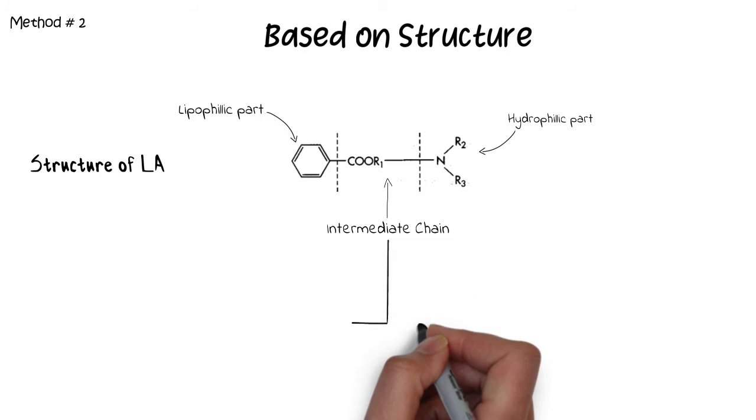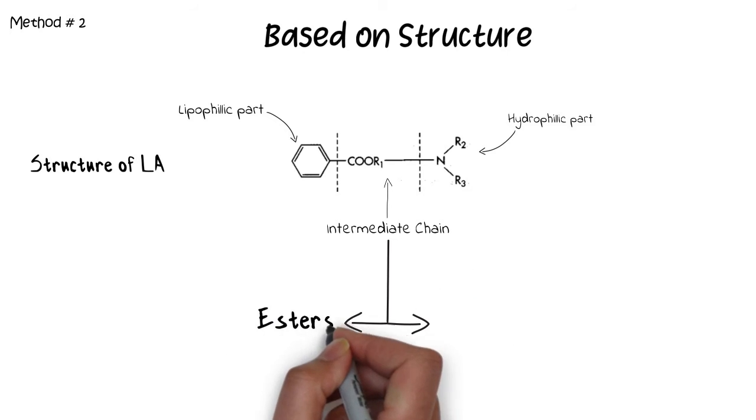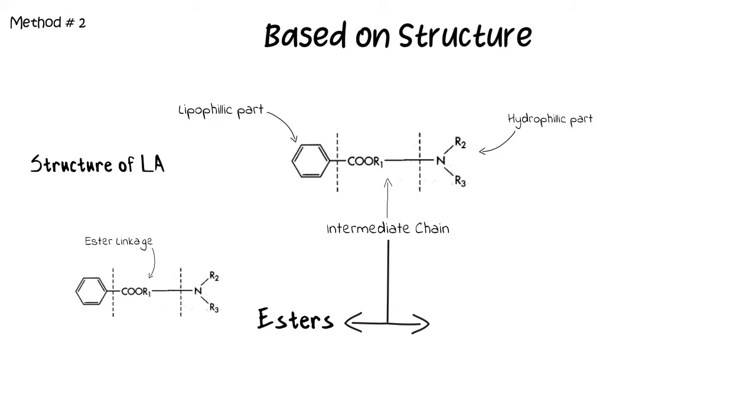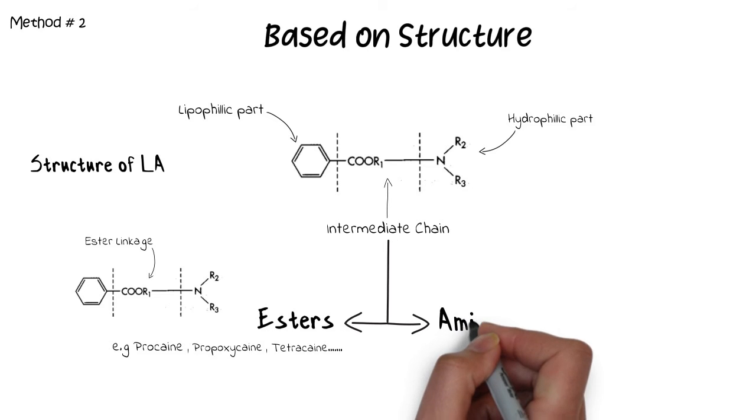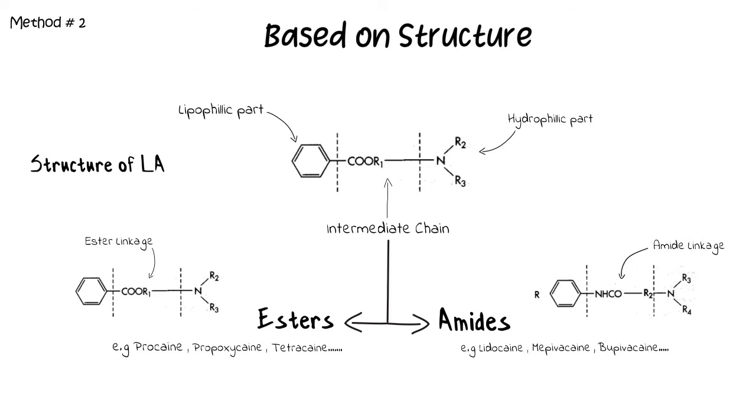Now based on this intermediate chain, the local anesthetic can either be classified into amino esters, containing an ester linkage, which includes drugs like procaine, propoxycaine, tetracaine, and many others, or they can be classified into amino amides, which contain an amide linkage, which includes drugs like lidocaine, mepivacaine, bupivacaine, and many others.